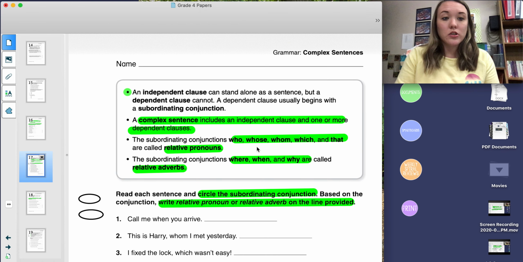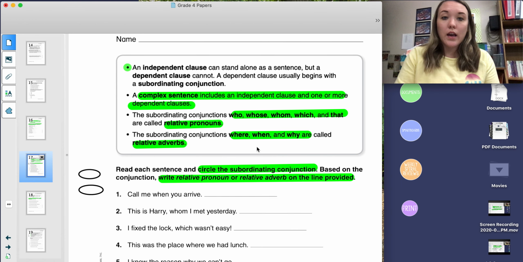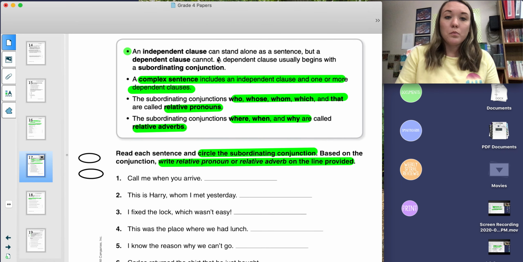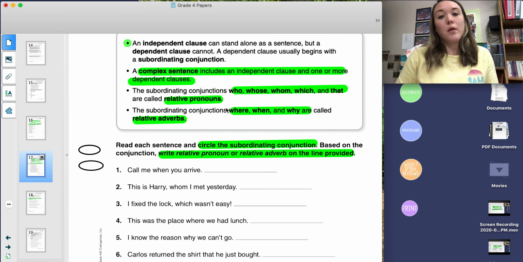Your next page is page 17, and on this page we're looking at complex sentences. The first bullet point is just a review from the previous page. And then the next one says a complex sentence includes an independent clause and one or more dependent clauses. The subordinating conjunctions who, whose, whom, which, and that are relative pronouns. The subordinating conjunctions where, when, and why are relative adverbs. Again, you're going to want to use this box as kind of like a bank to reference.